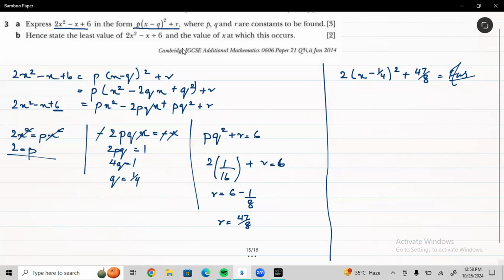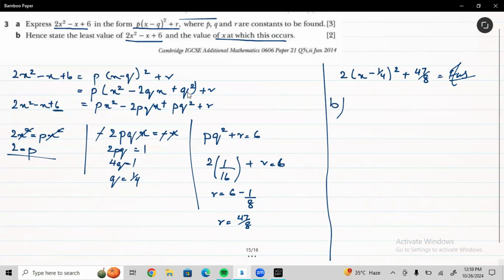For part B, what they've asked us is, hence state the least value of 2x squared minus x plus 6 and the value of x at which this occurs. So they are basically asking for this equation, what would be the least value we can get, and we also have to tell the corresponding x value for which this minimum value comes.